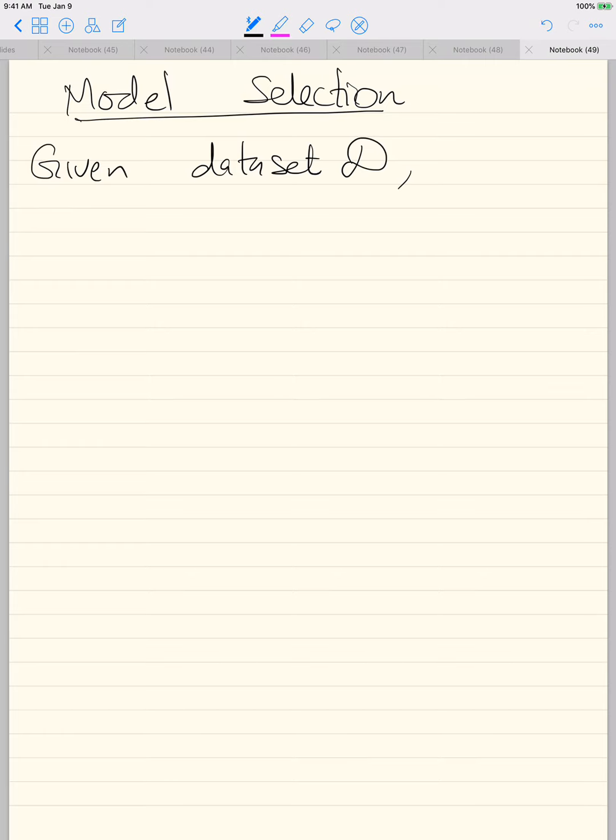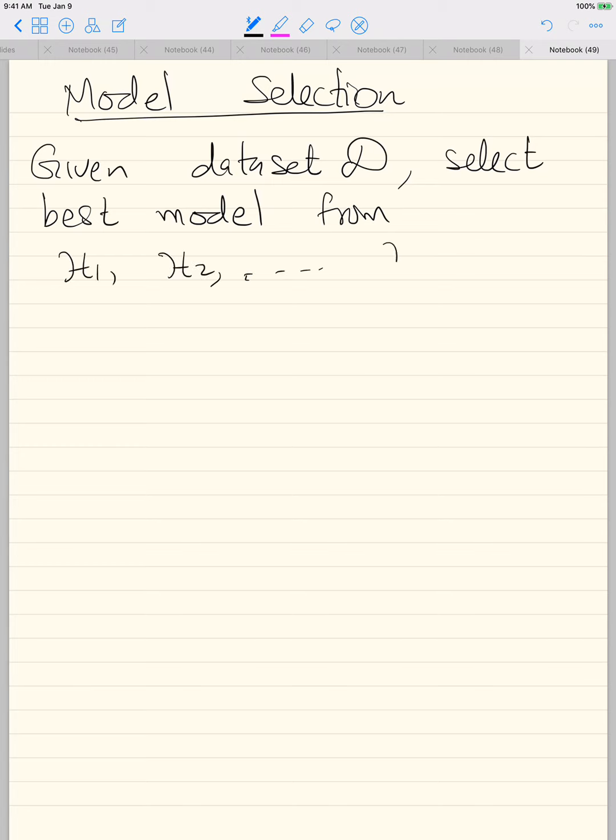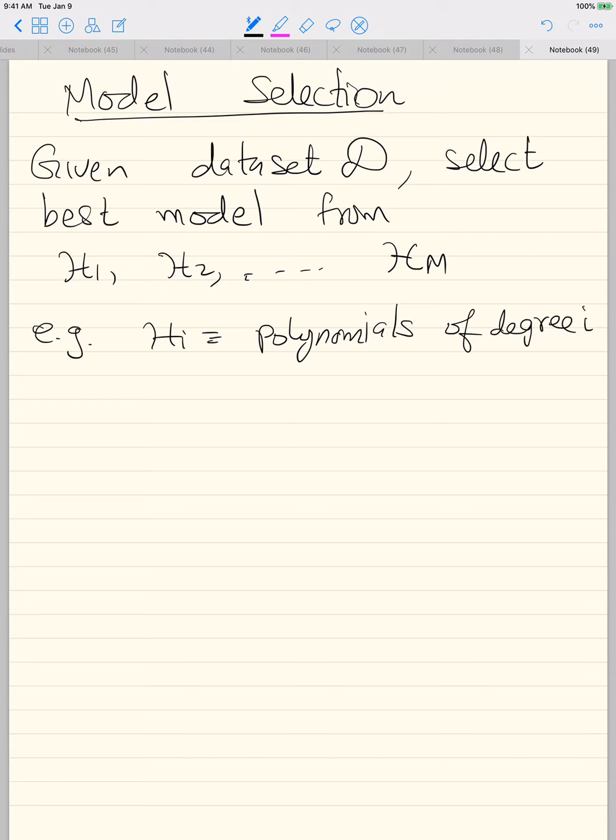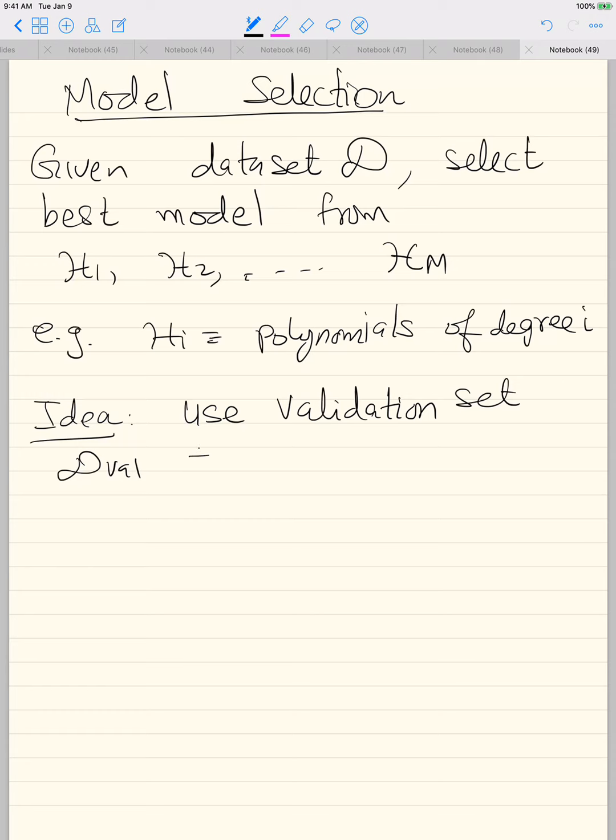So we are given data set D, and we are interested in selecting the best model from some fixed class, from H1, H2, up to HM, that has the best test error in the end. So we want to do model selection, right? For example, Hi could be polynomials of degree i. And we can go from a linear model to a second order model to an mth order model as one example. We have to figure out what is the right model for our data set. And so the most common method is to use a validation set to select the best model.